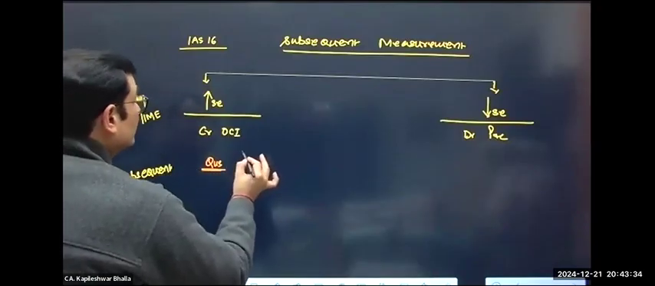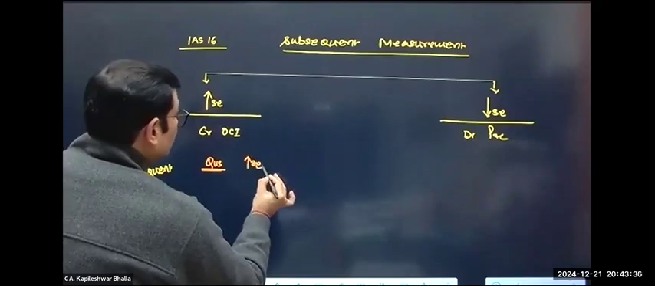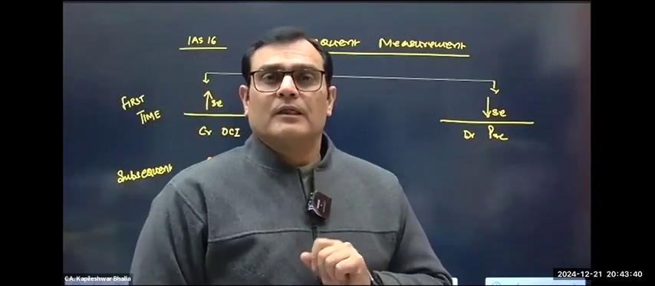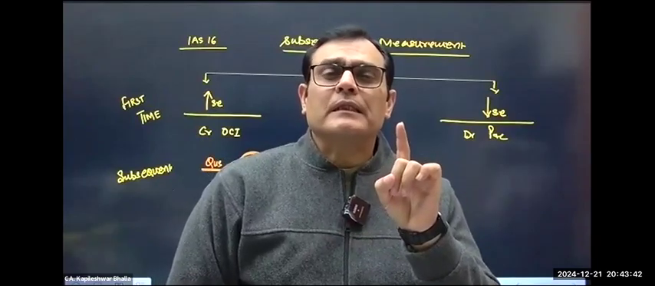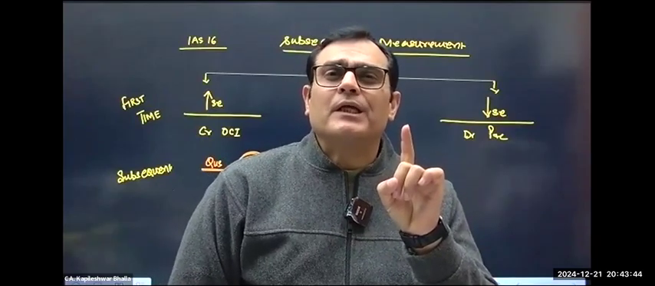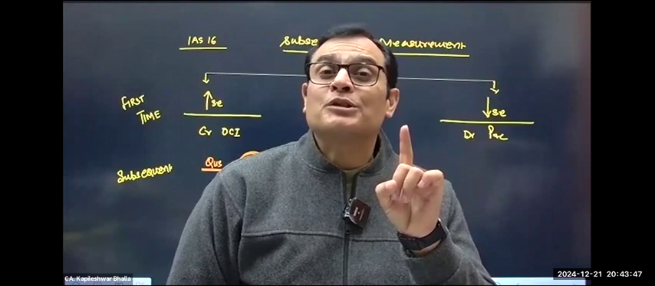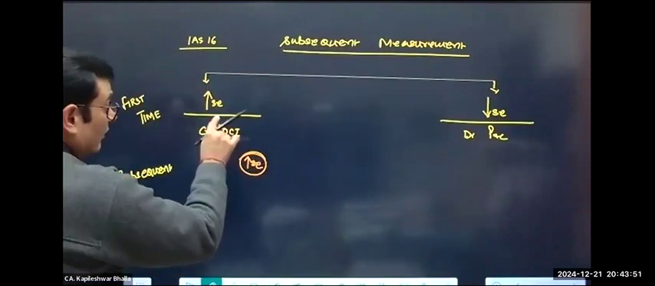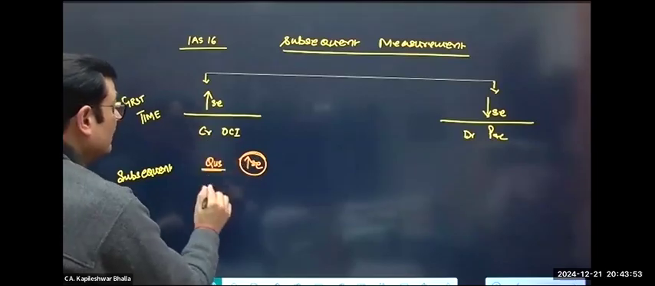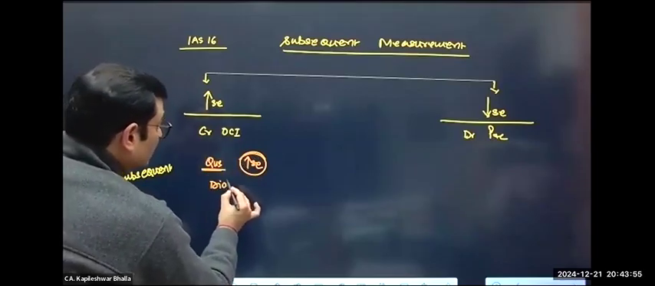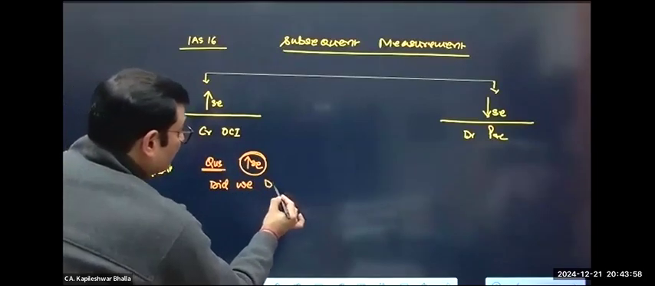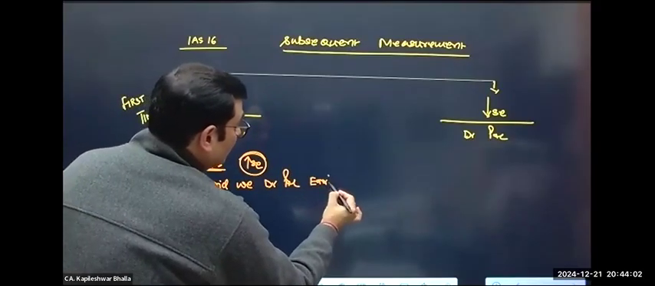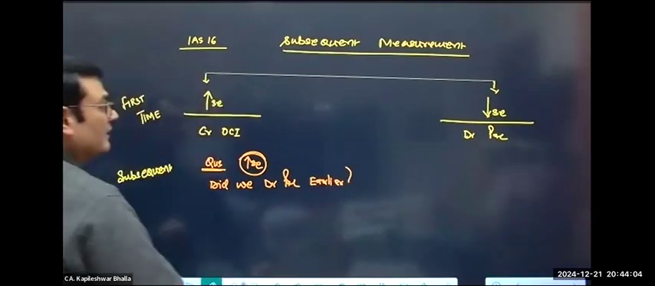If there is a subsequent increase, not first time, you need to ask the question: did we debit the profit and loss account earlier? Mind the question carefully. The focus question needs to be very clear: did I debit the P&L earlier?